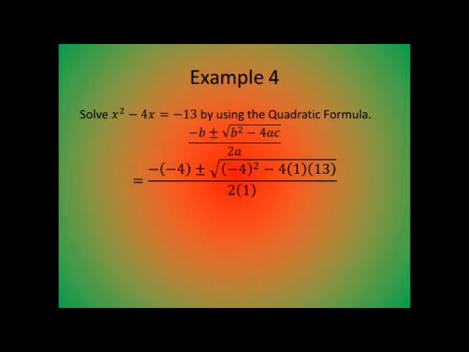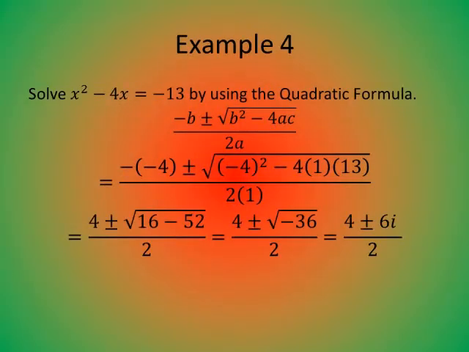Now the negative negative 4 reduces to just 4, plus or minus the square root of negative 4 squared, which is 16. Negative 4 times 13 is negative 52. So 16 minus 52 gives me negative 36. Now notice we have a negative under the radical. That indicates that we're going to have to use an i value.